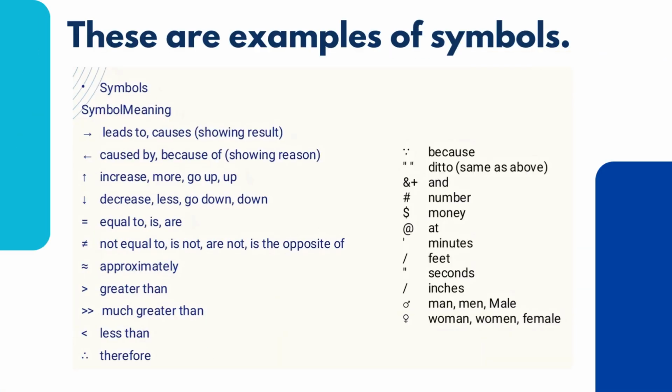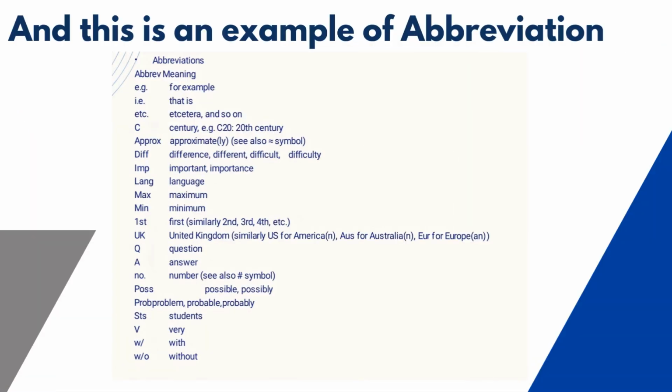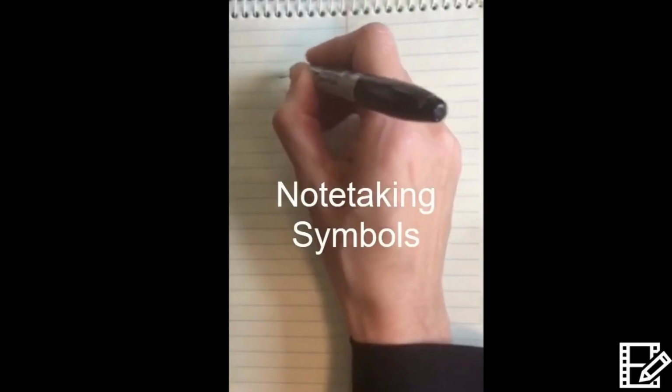Let's have a look. These are examples of symbols. And then this is an example of abbreviations. To make it clearer, let's check out this video about note-taking symbols.